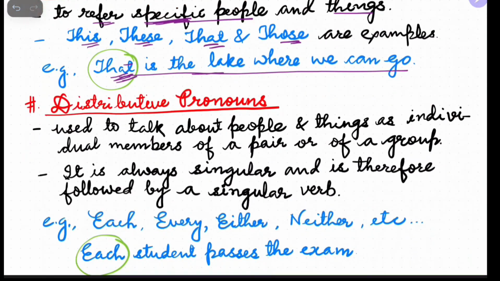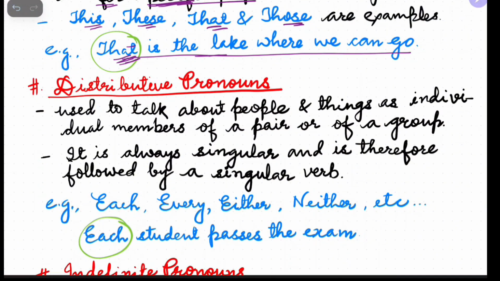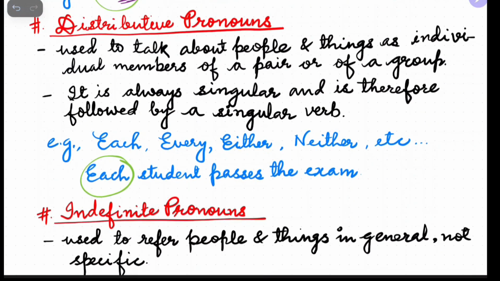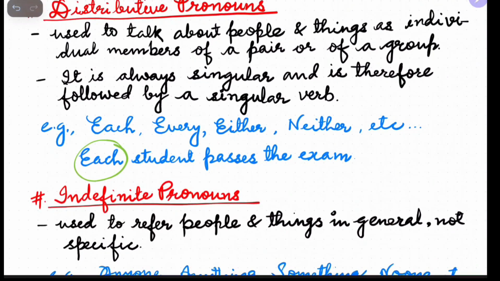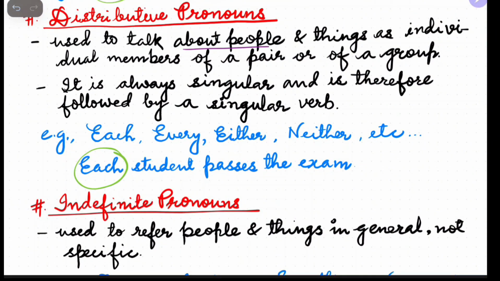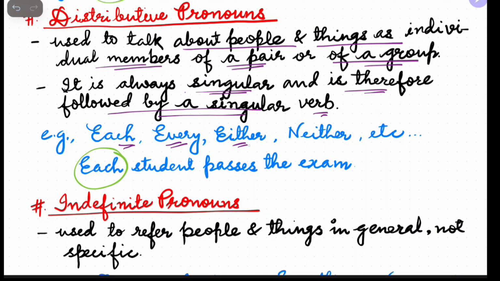The next type is distributive pronouns. So distributive pronoun is used to talk about people and things as individual members of a pair or of a group. It is always singular and is therefore followed by a singular verb. Each, every, either, neither. These are all examples of distributive pronoun.